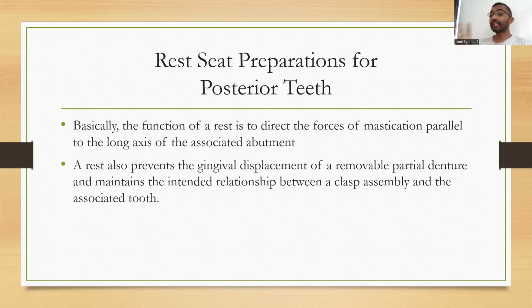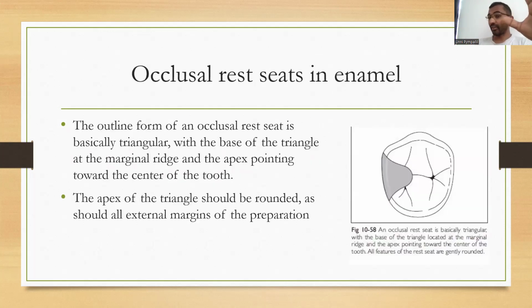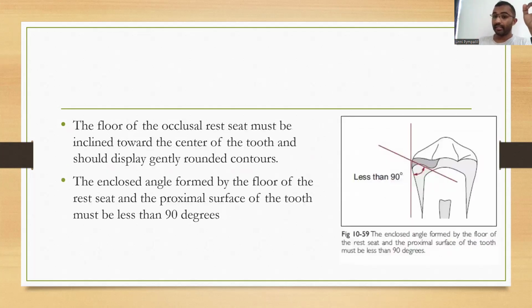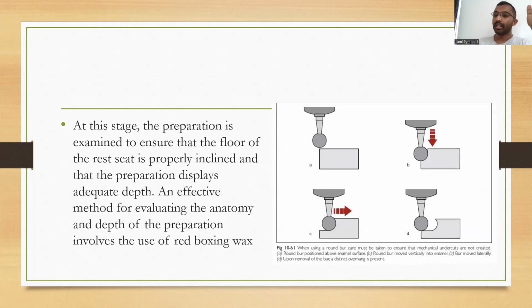The next one is giving the rest seat. That is for the anterior as well as the posterior. For the posterior, it is easy to tell: it's triangular in shape when you're looking from the occlusal aspect. And when you're looking from the side view, it has to be less than 90 degrees, and it should be spoon shaped. The deepest part should come into the center of the fossa, and it comes within 1 mm, and the burr we are using for this is a round burr.